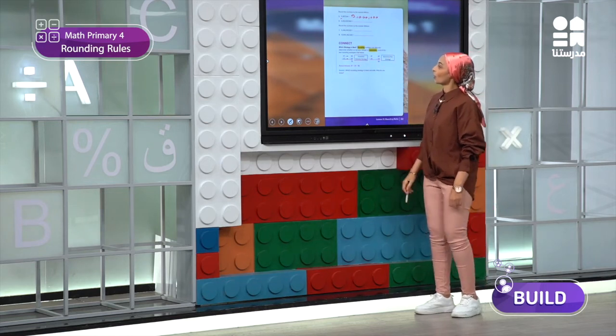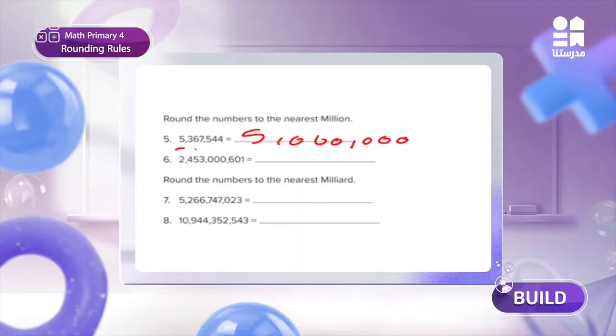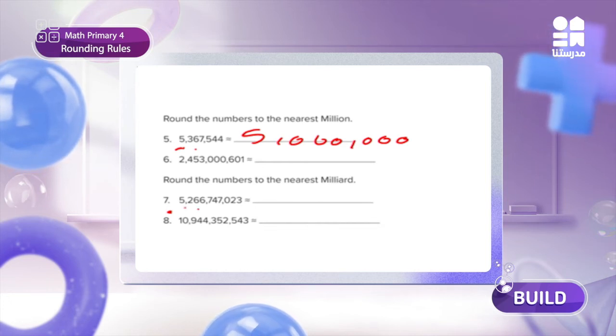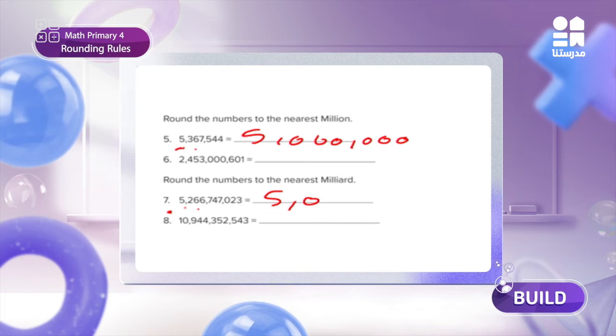Okay. Now the last one, round the numbers to the nearest milliard. Number 7. Where's the milliard? 5 is the milliard. Look next door. 2 is less than 5, so I will keep the 5 as it is, to be approximately equal to 5 milliard, as you see here.